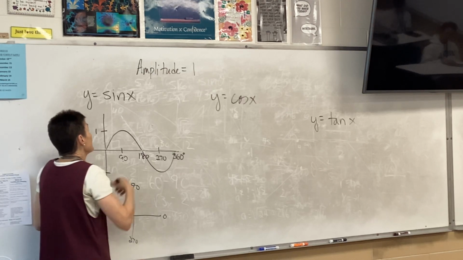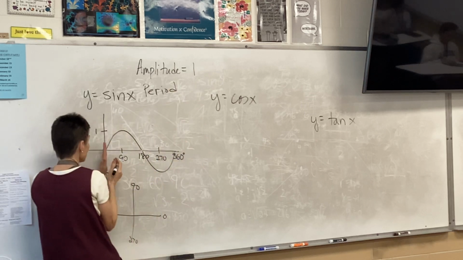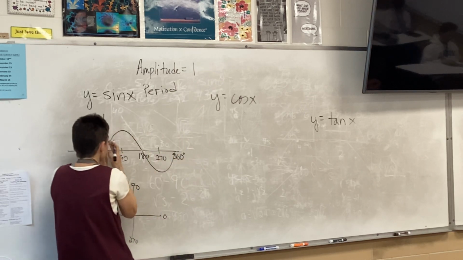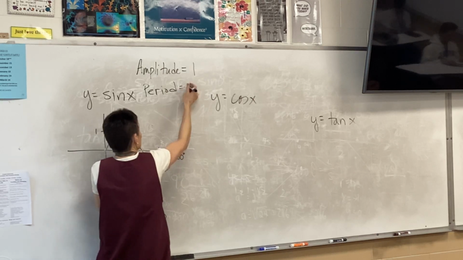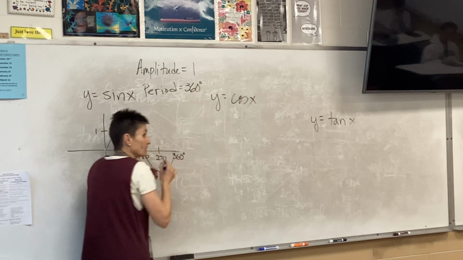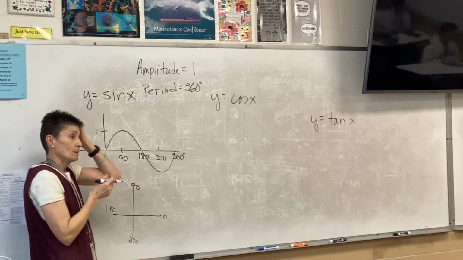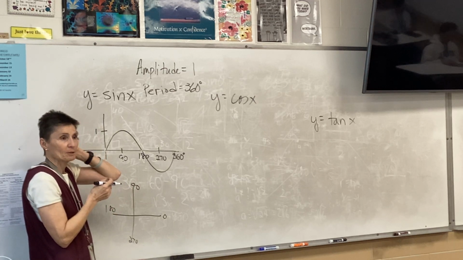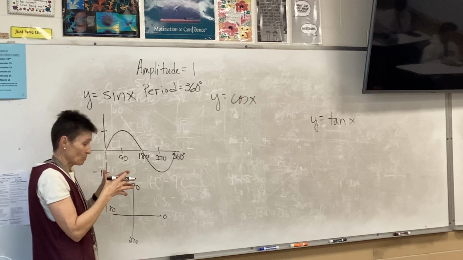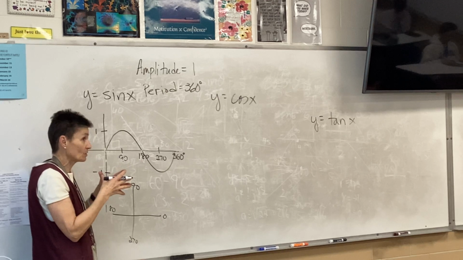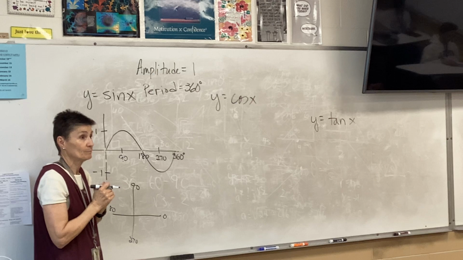Okay. The period of the curve is the distance from beginning to end. So one hill and one valley. That's 360 degrees. Now we will be changing period and amplitude, but for the basic function, that's what you need to memorize. For the basic function, amplitude is 1, period's 360.